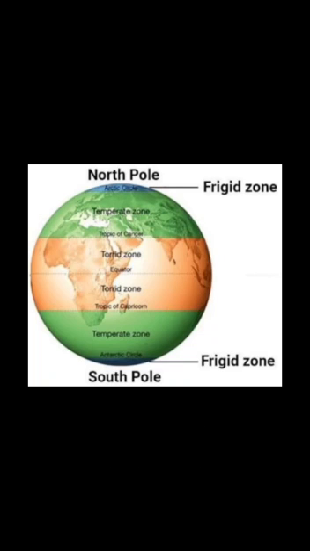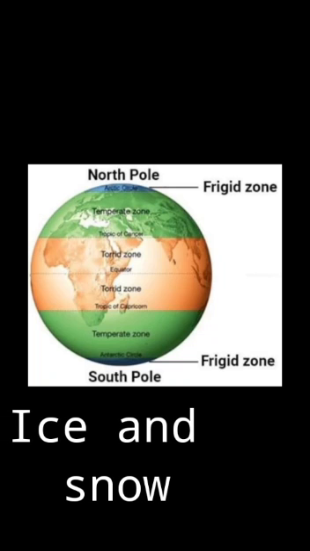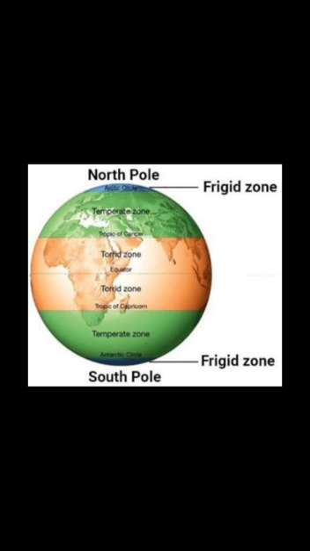In this video I am going to tell you about the climate and plant life in the frigid zones. The frigid zones are the coldest regions of the earth. These are covered with ice and snow throughout the year. There are two frigid zones, the North Frigid Zone and the South Frigid Zone. The North Frigid Zone is located between the Arctic Circle and the North Pole, while the South Frigid Zone is located between the Antarctic Circle and the South Pole.